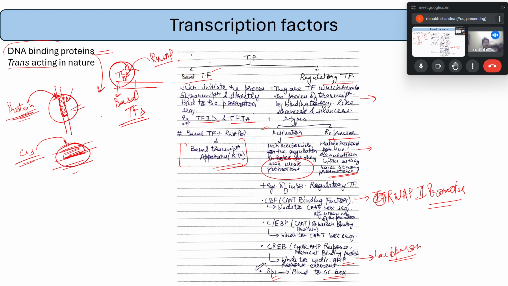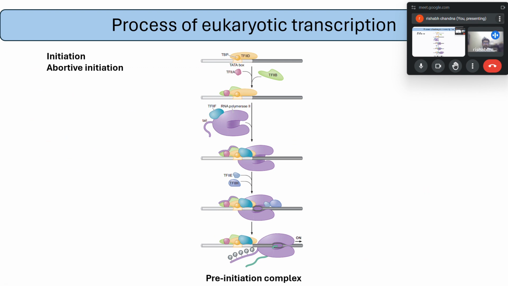So, if there are no questions, we will move forward to the process of transcription in eukaryotes. First, we see about the pre-initiation complex.